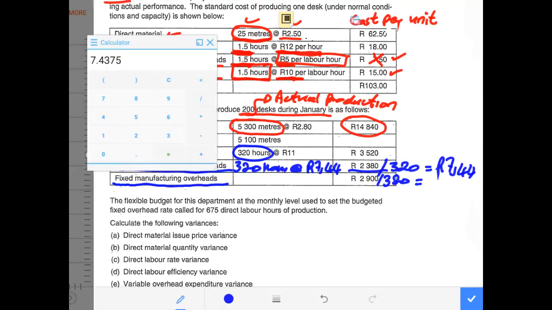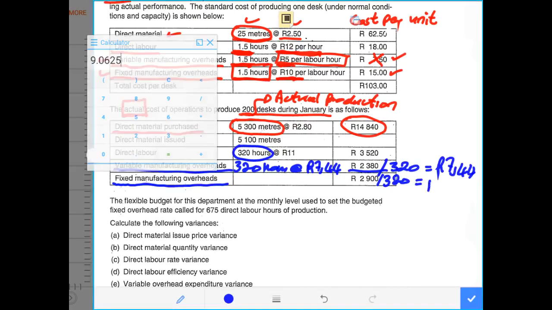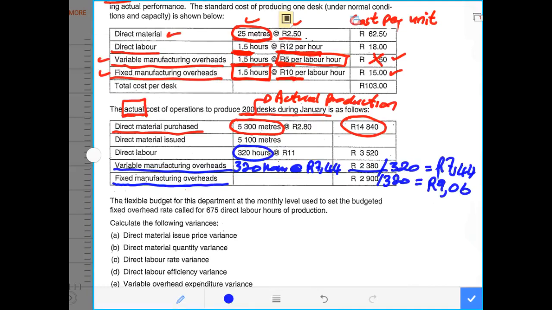Therefore, now we say 2,900, we divide this by 320, and this will give us a total of 9 rand 6 cents. So now that means our actual fixed overhead per labor hour will be 9 rand 6 cents.